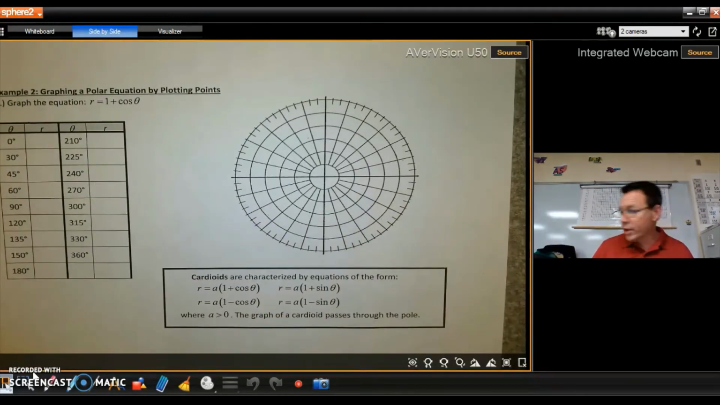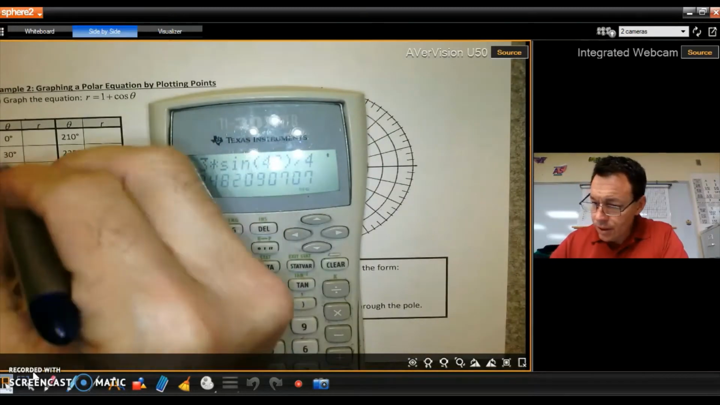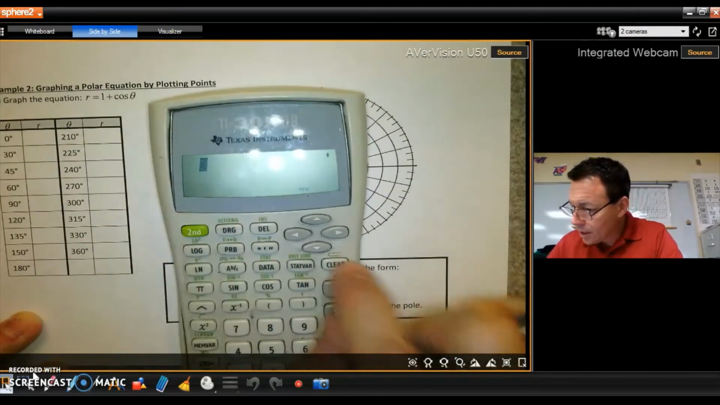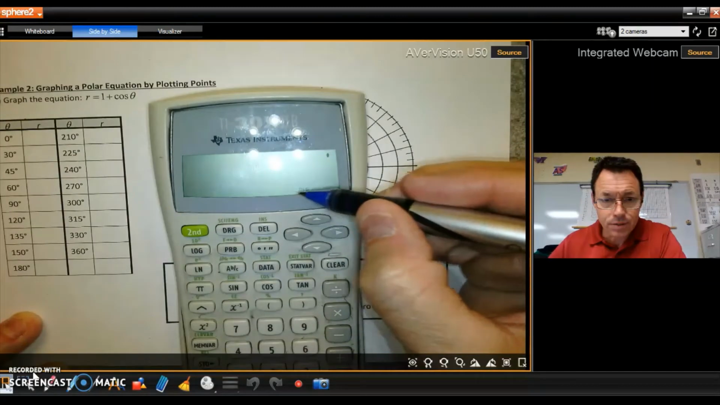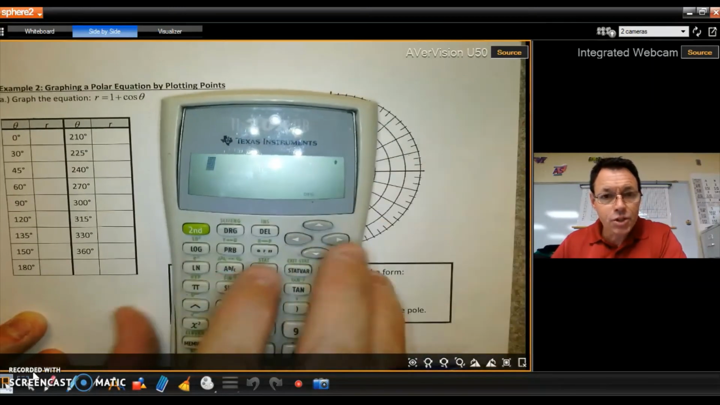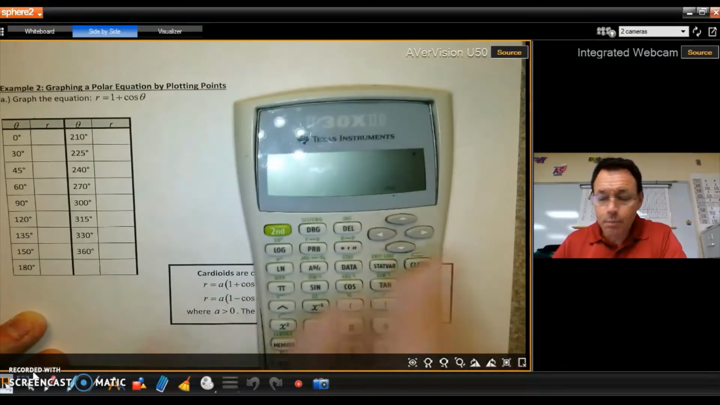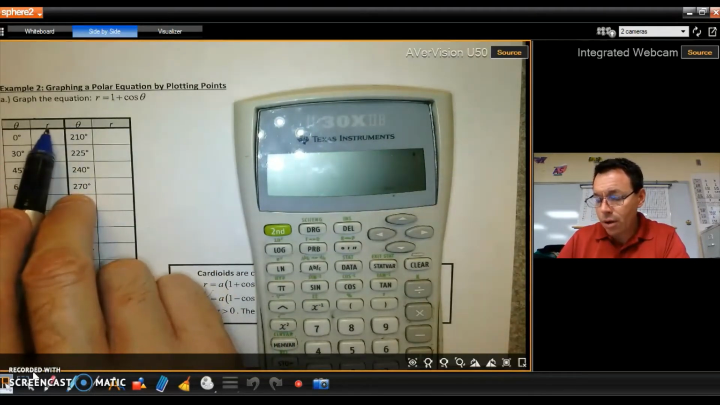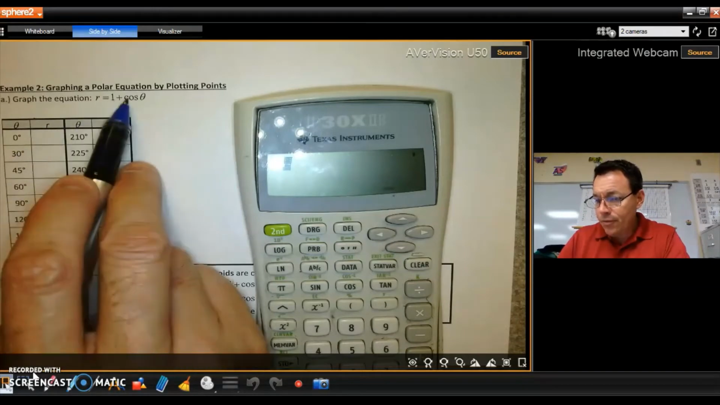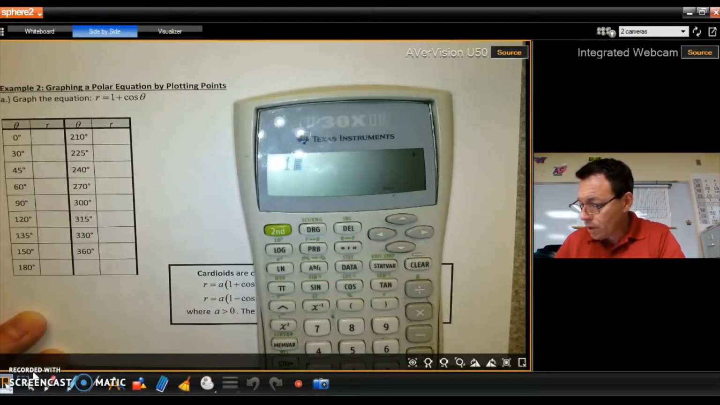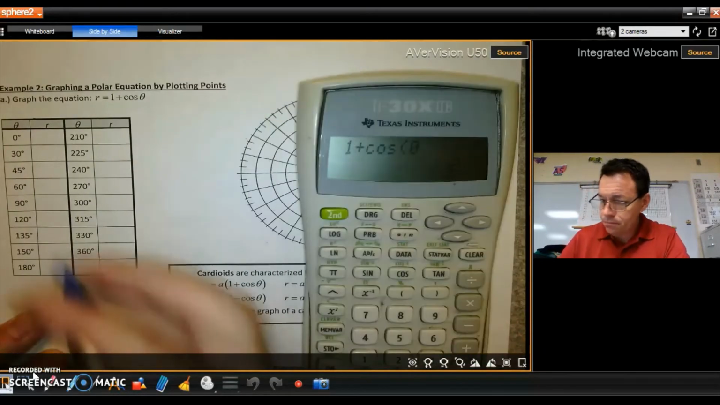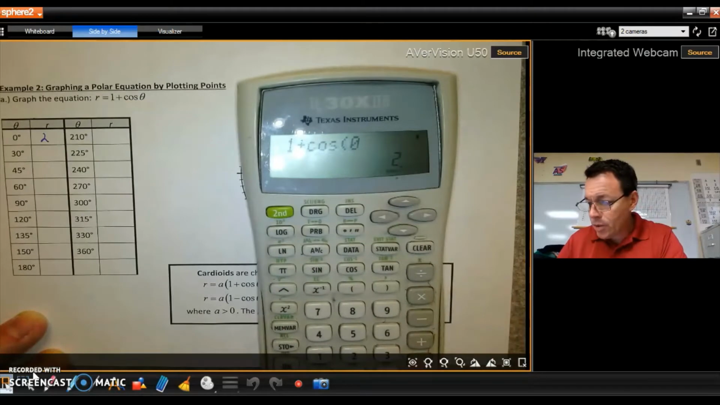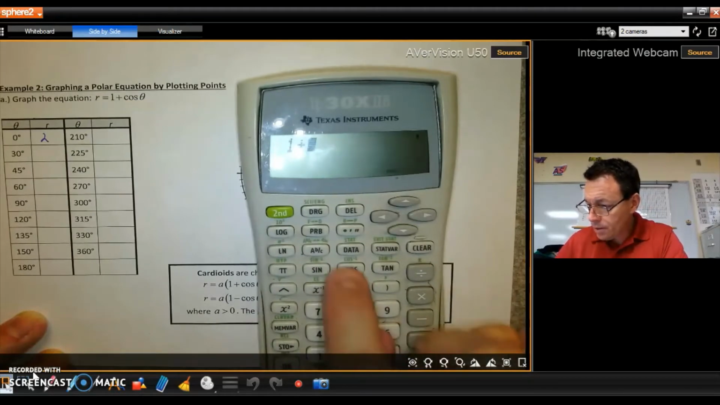So what you're going to do is you're going to grab your calculator. Notice that all of these are in degrees, so we need to make sure our calculator's in degrees. Mine is. It's got the little DEG right there. And then just one at a time, we're going to put these values into this equation. So what is r if theta equals 0? So we're going to do 1 plus cosine of 0, and we're going to get 2. Okay? And then we're going to do our next one. We're going to do 1 plus cosine of 30.